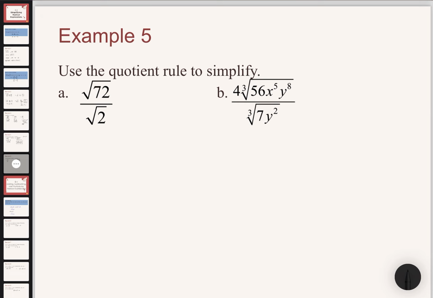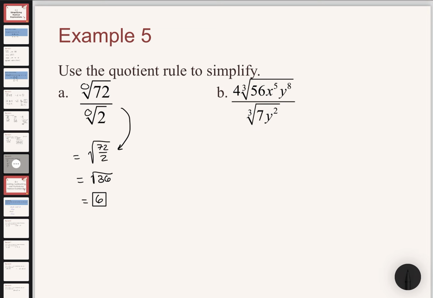Here we are using our quotient rule to simplify. So over here, if I have two things that both have the same index, so I have a sneaky little 2 here, sneaky little 2 here, this is going to be the same as the square root of 72 divided by 2. Well, what is 72 divided by 2? Hopefully you are shouting loudly that it's 36. Square root of 36 is just 6. All right, so that's our application of our quotient rule. We are rewriting it as so. We will be able to simplify it a lot easier in that way.